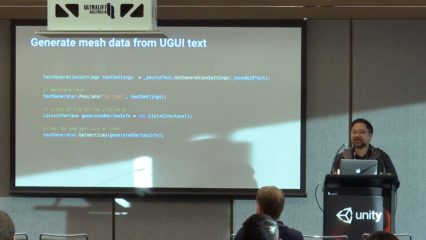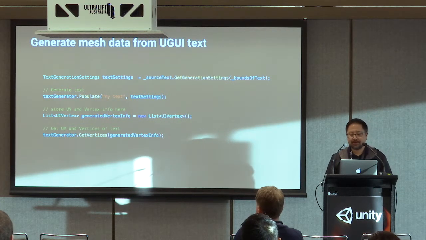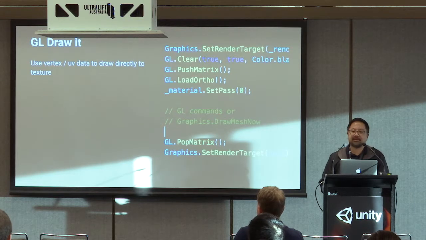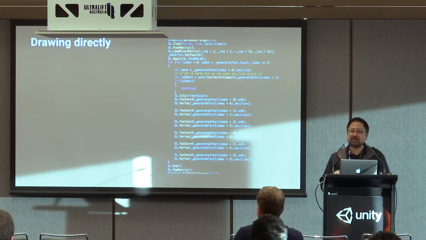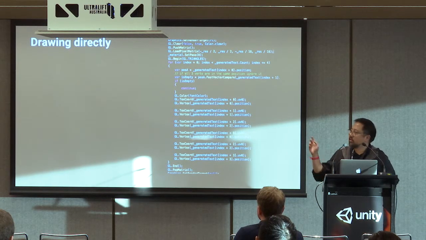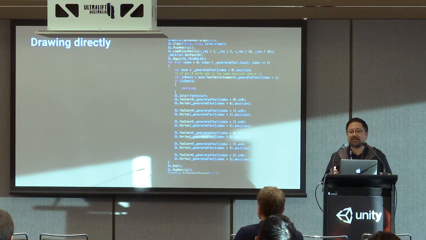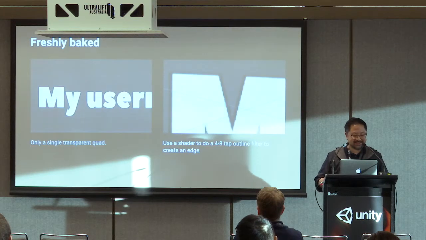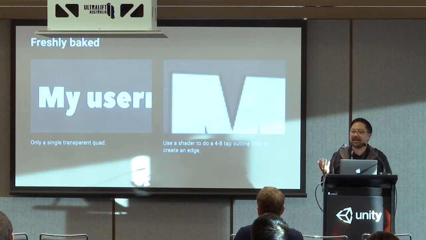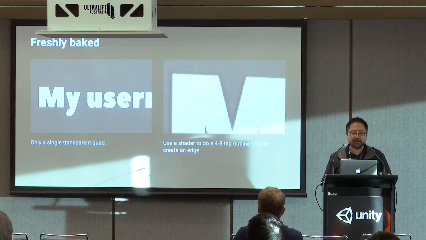So once you have the vertices and the UVs for your text, you can use the same direct drawing code. Just grab all those vertices and UVs, and use the GL commands to draw directly into the texture. The material I use is actually the one in the font material. So if you open up your font, you'll see a material underneath it. And yeah, I could actually use GL quads there, but I use GL triangles for some reason. But what happens is, yeah, you can bake text into a texture. So now it's only a single transparent quad.